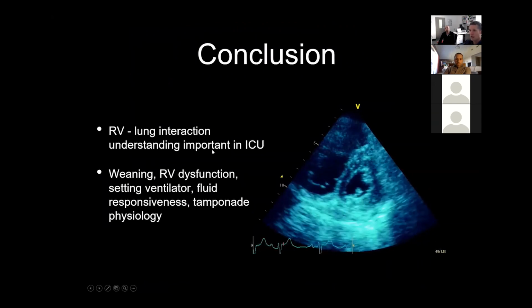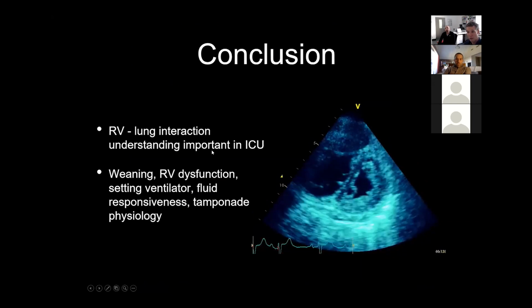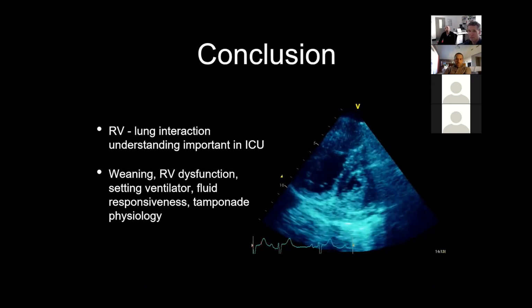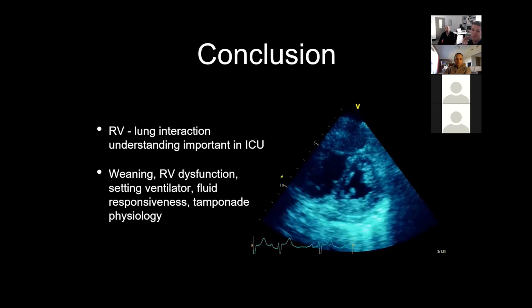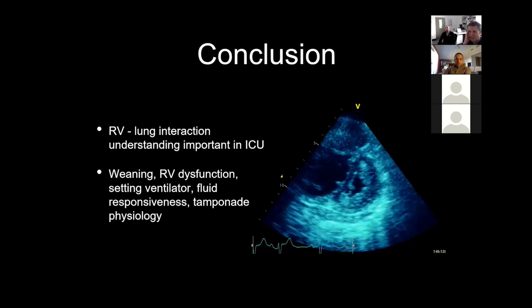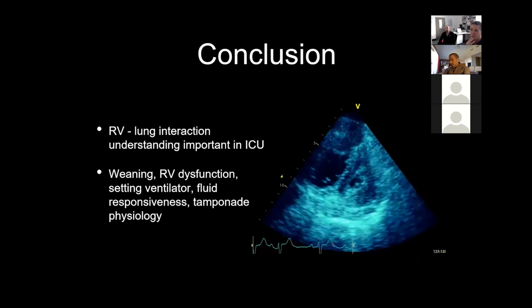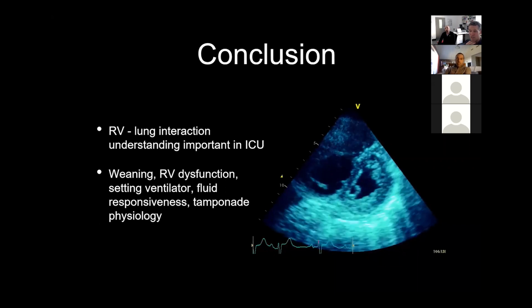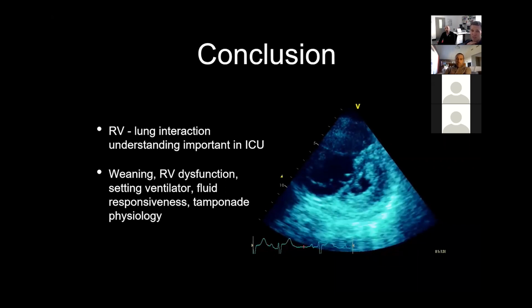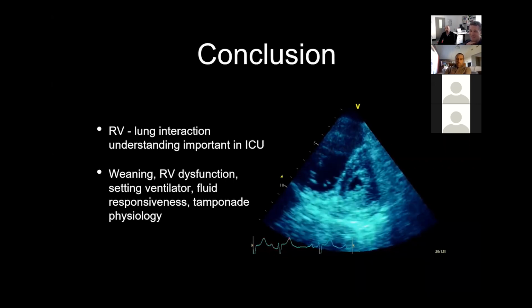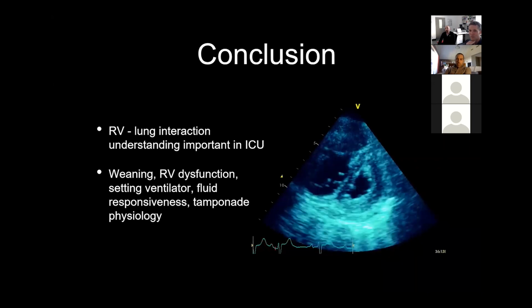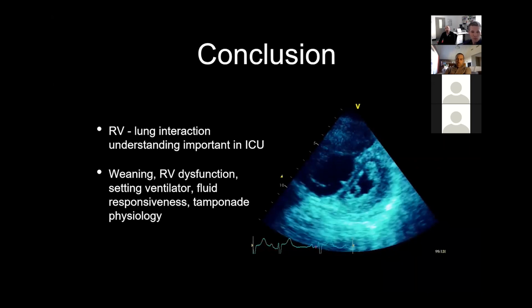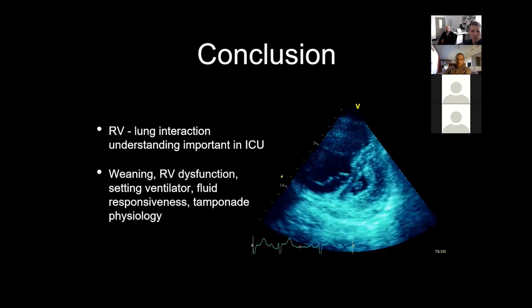So just in conclusion, I think heart-lung interactions are important to know about for all the reasons we discussed, from weaning, RV dysfunction, trying to optimize the PEEP, assessing for fluid responsiveness, and in tamponade physiology. So we love talking about it in the exam because it's really hard to describe, as I've probably demonstrated this afternoon. So how about we just try and do a quick case?